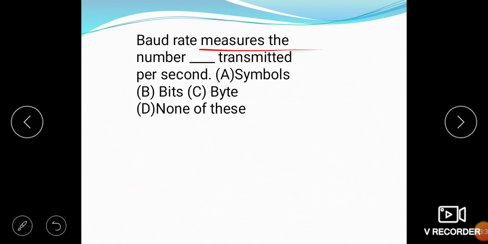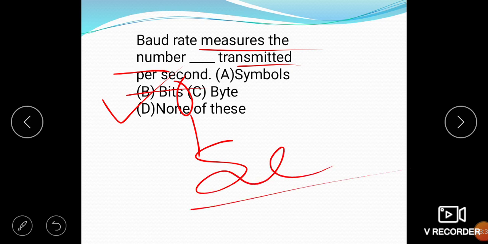Now next is baud rate. Baud rate measures the number of bits transmitted per second. So what is the answer? Bits. Here S denotes second. Okay, bit is the answer. To measure the baud rate we use bits.